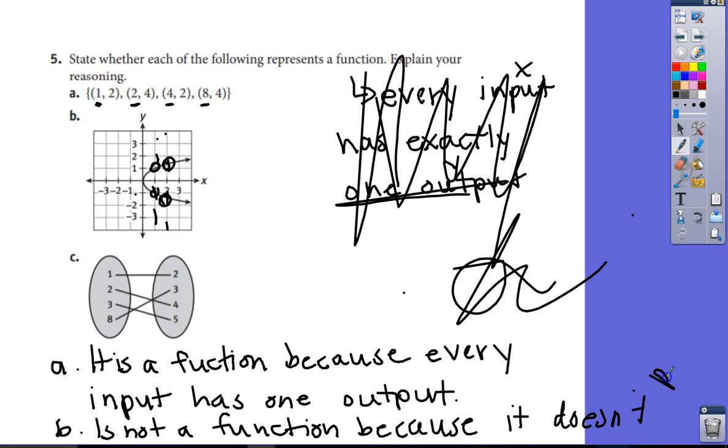Oh, this is going to be weird. This is getting creative here. Vertical line test. All right. Oh, I even lost my little dash here.